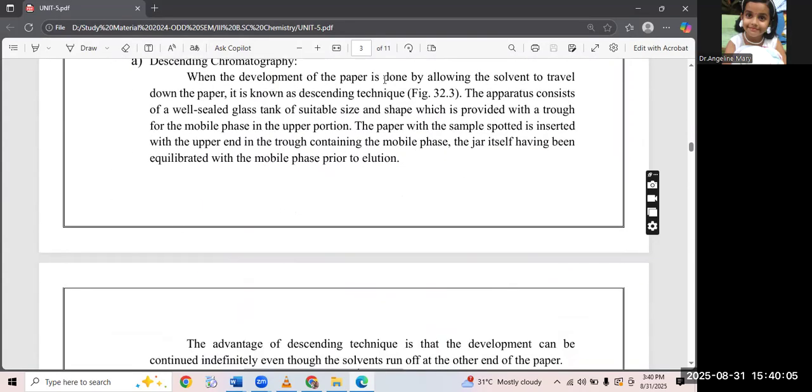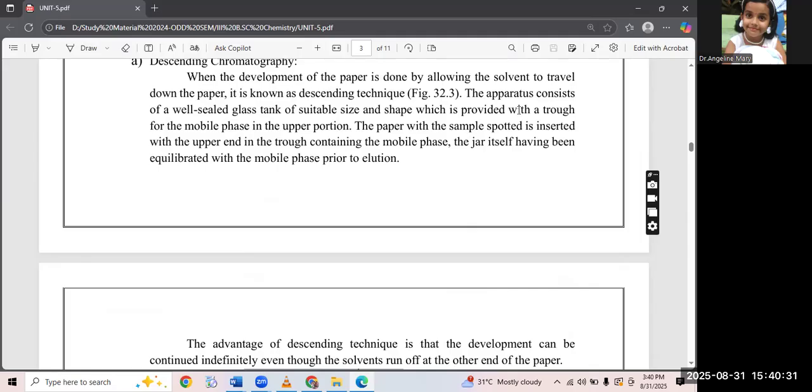Here the development of the paper is done by allowing the solvent to travel down the paper. Descending means from a bigger number to a lower number. So in paper chromatography, the paper we are going to develop is developed by allowing the solvent we have taken to travel down the paper. It is known as the descending technique.